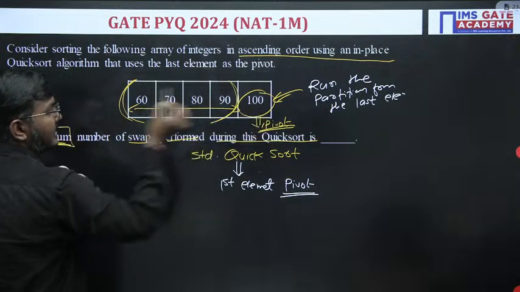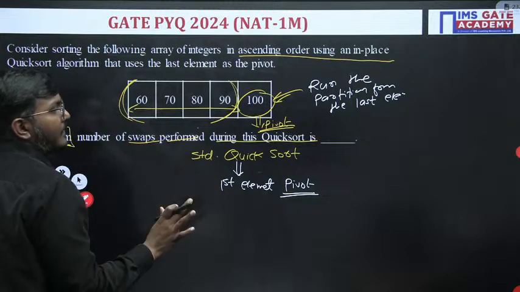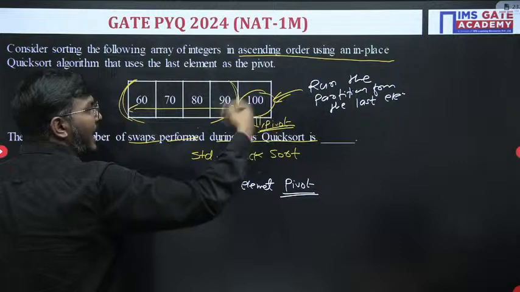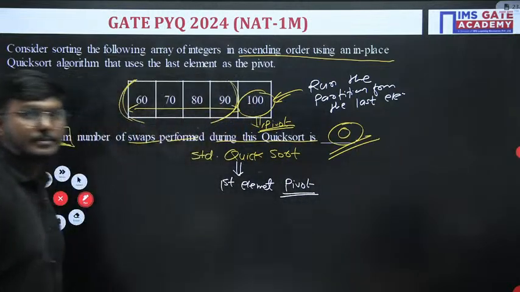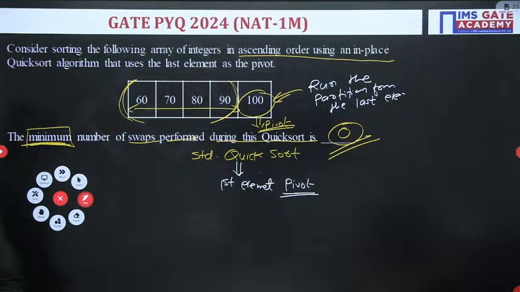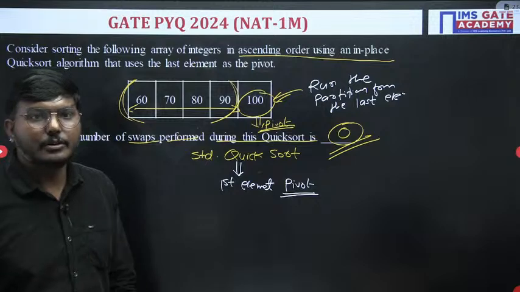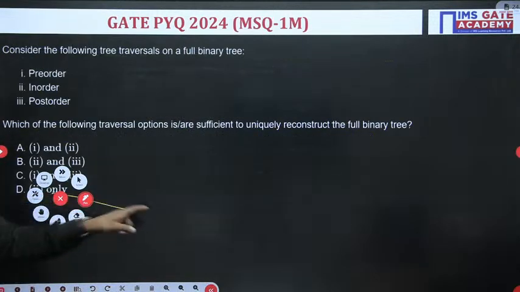If you replace the first element with the pivot and then run it, it will give us 15 swaps. But if you run the partitioning from the last element, then it will give us 0 swaps. But I'm telling you, this is an ambiguous question. Very good. Okay, fine. Now let's go for this one quickly.